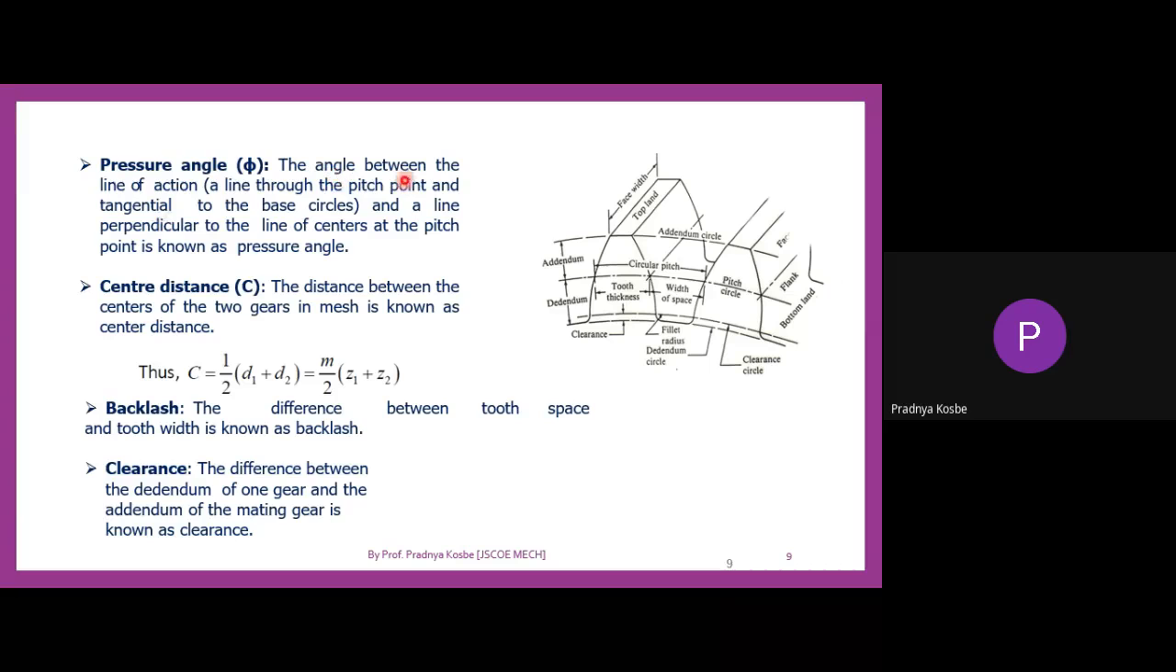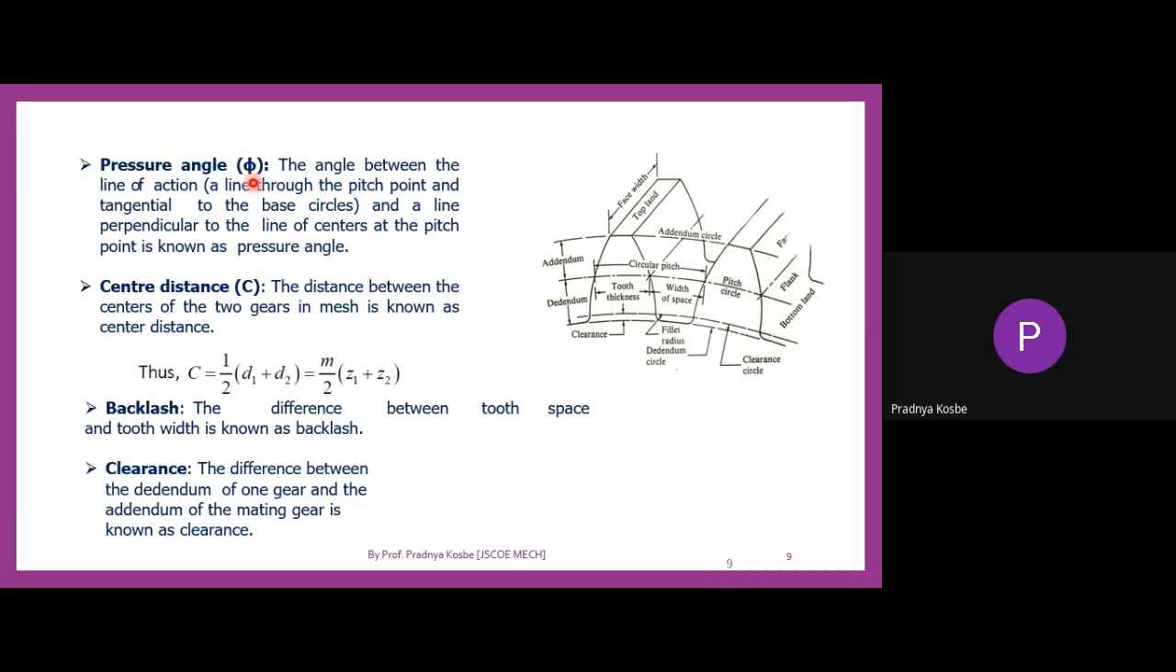Pressure angle: the angle between the line of action, that is a line through the pitch point and tangential to the base circle, and the line perpendicular to the line of centers at the pitch point, is known as the pressure angle.